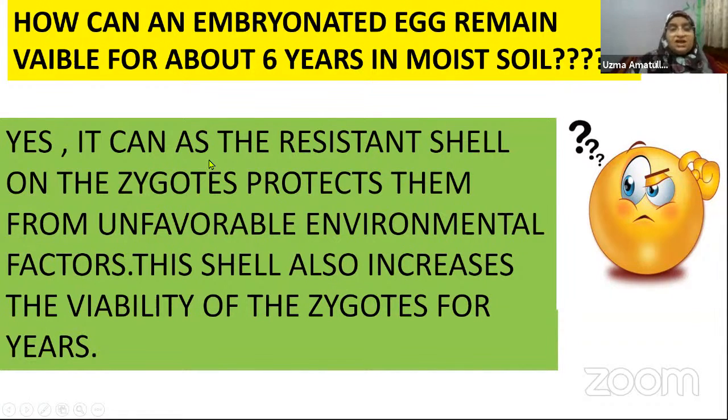So here you see it has a resistant shell on the zygote, which protects them from unfavorable environmental factors. What are the unfavorable conditions? Temperature, the difference in the temperature, or the outside pH, or else pressure, whatever, any unfavorable conditions are there, but this zygote will be protected because of this resistant shell which is covering it, which has 3 layers. What are those 3 layers? That is protein layer, chitinous, and then lipid layer.